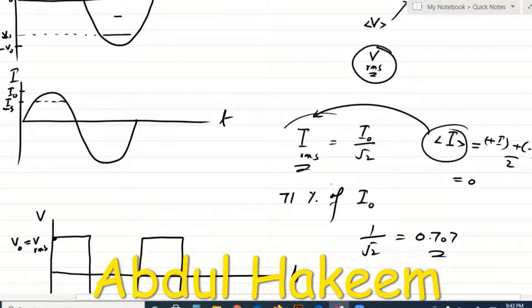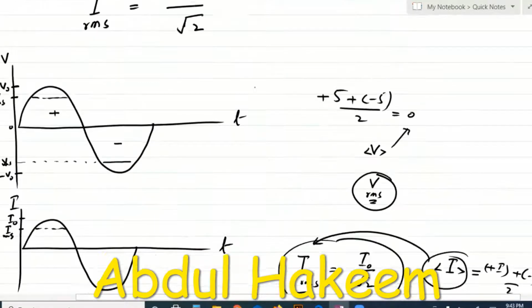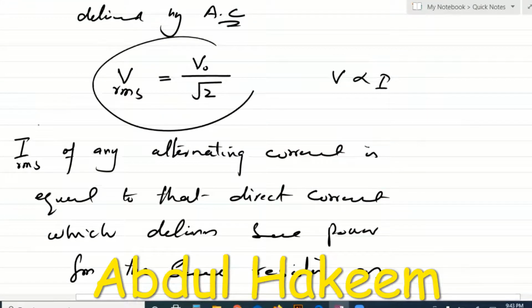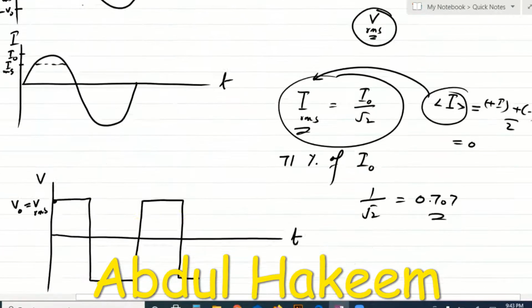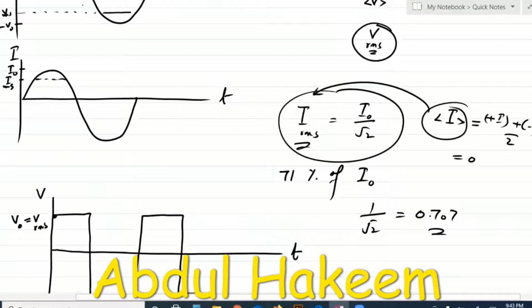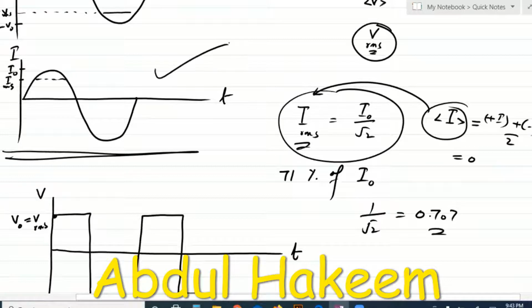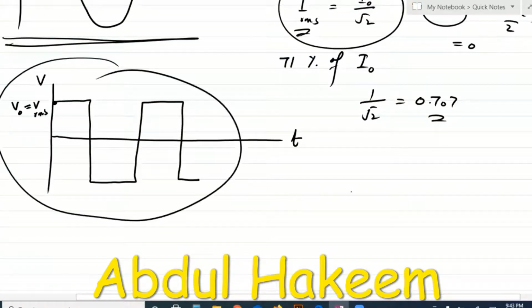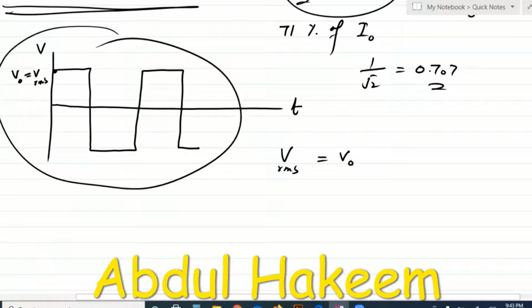I RMS equal to I naught over root 2, or V RMS equal to V naught over root 2, are only applicable when the voltage and current are in sine waveform. For the square waveform, the RMS value is exactly equal to the peak value.